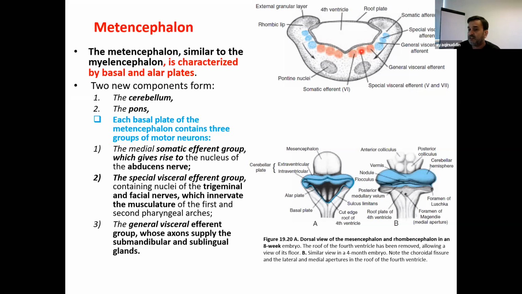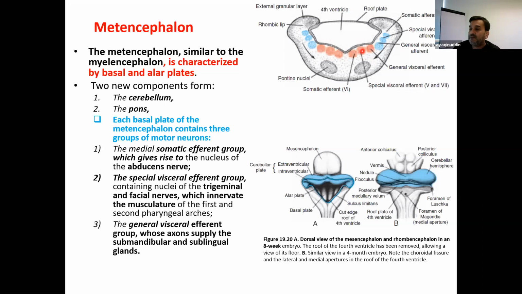So the special visceral efferent or branchial efferent, which is basically the second column, is going to arise from the basal plate. At the lower level of the pons it is going to be the muscles of facial expression and the nucleus of the facial nerve, while at the upper level of the pons, the same column of nuclei is going to supply the muscles of mastication, and it is the motor nucleus of the trigeminal nerve.